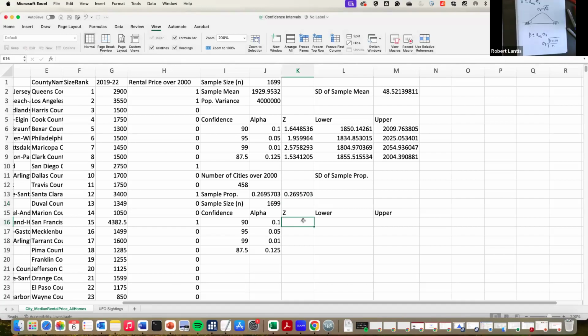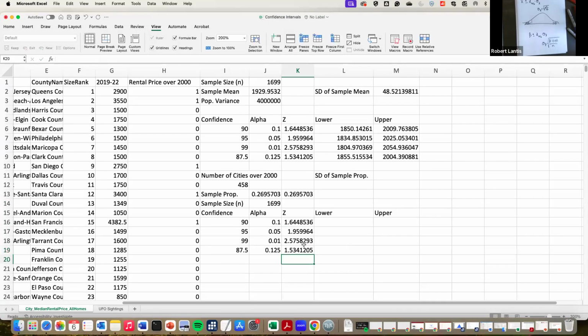If I do this correctly, I should find the exact same z-values I did before, right? They're always going to be the same if I'm looking at the same alpha values. So how did we do that? Just a reminder, I could do NORM.S.INV, and then not alpha over 2, because we want just the positive value, so 1 minus alpha divided by 2. This should give me the z-value that I found before, right? Same distribution. Copy it down.